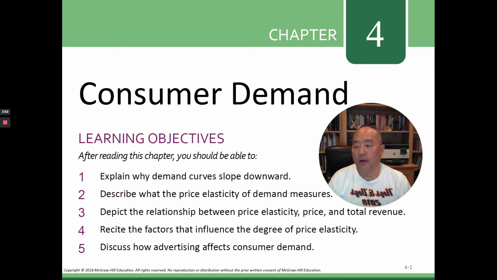Number 4, recite the factors that influence the degree of price elasticity. Well, there's a lot of factors. Is a product considered a luxury? Is it a necessity? Are there substitute goods? So for example, if there is a generic brand that is considered equally satisfying, then that substitute good replaces the name brand product, for example.